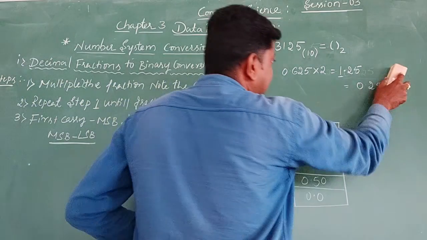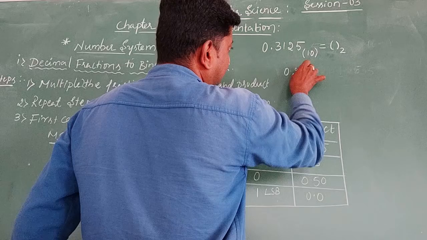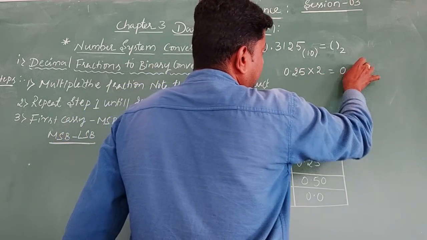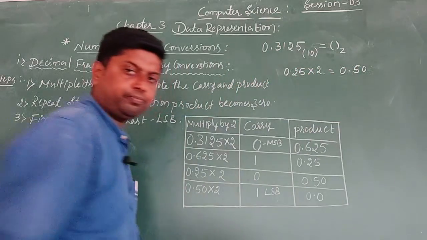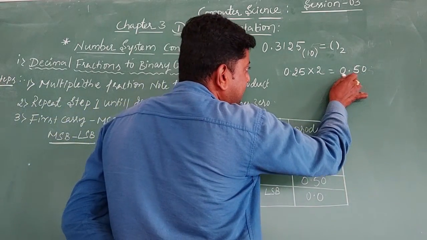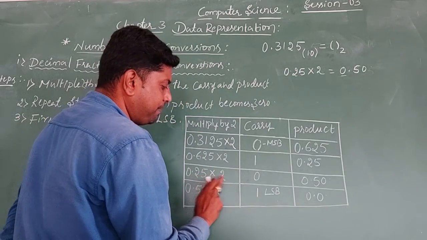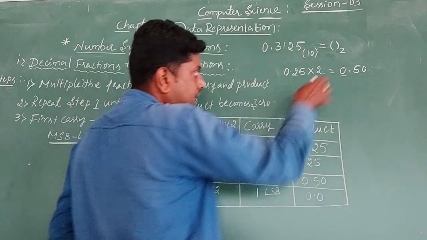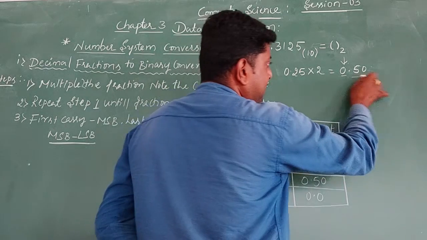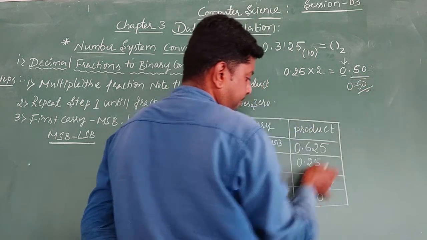Then after the 0.25, now I will consider that 0.25 is multiplied by 2. Then what will be the answer? 0.25 into 2 is equal to 0.50. That will be the answer. Then what is the carry here? When 0.25 is multiplied by 2, the carry is 0. See, the carry is 0. Then what will be the product? That is 0.50. Correct?